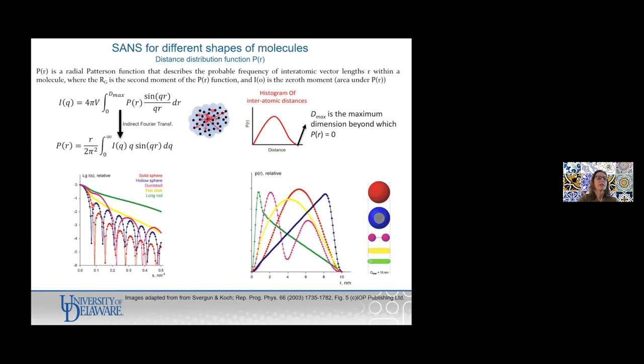So this is your data here on the left. And again, I'm deceiving you because I'm just showing you data for perfect shapes. So remember, it'll all be smeared out in a real sample. And you'll see that in the tutorial. But if you calculate the P of R, let's pick an example. So let's say, for example, this dumbbell here in pink, you can see that the P of R reflects the two major distances present in your sample. So again, by calculating the P of R, well, indirectly calculating the P of R, you can get information about structure.